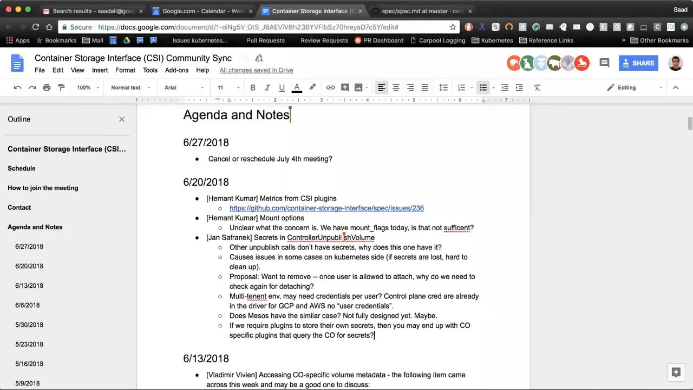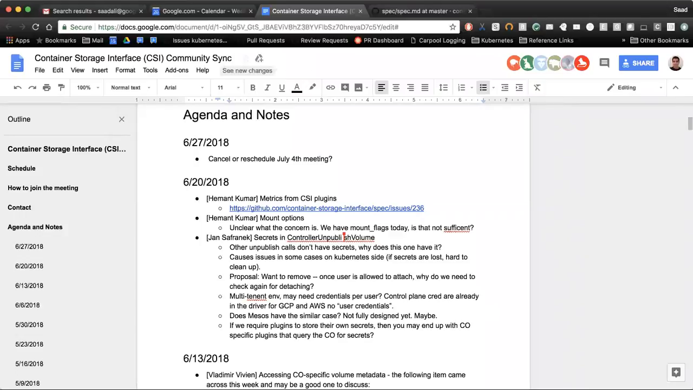So I think we need to be thoughtful about making the assumption that every plugin's going to store the secret it used to attach something so that it has it on hand to detach it, because I think that means either the plugin is going to be doing something. I agree. We want to avoid anything that would lead to CO-specific plugins. I'm not sure this would.